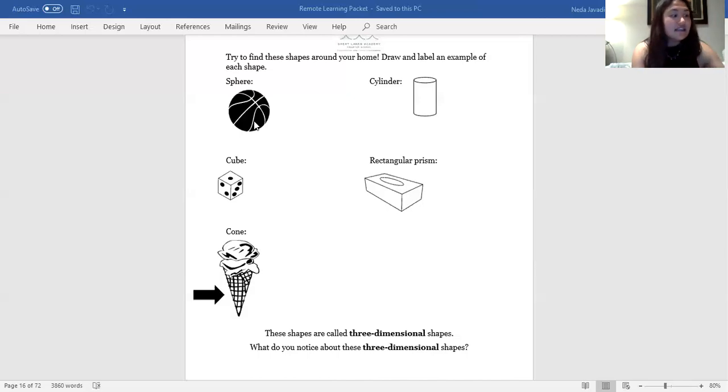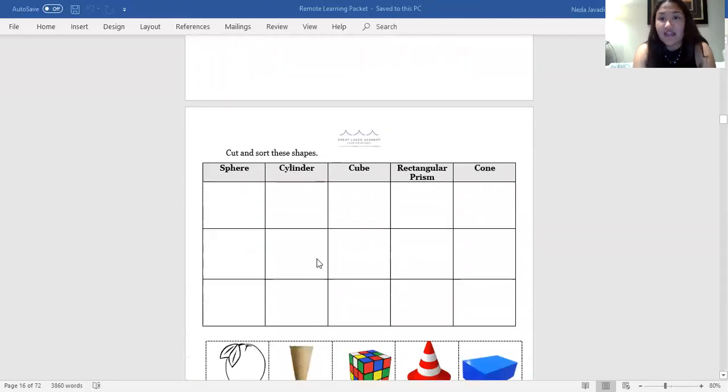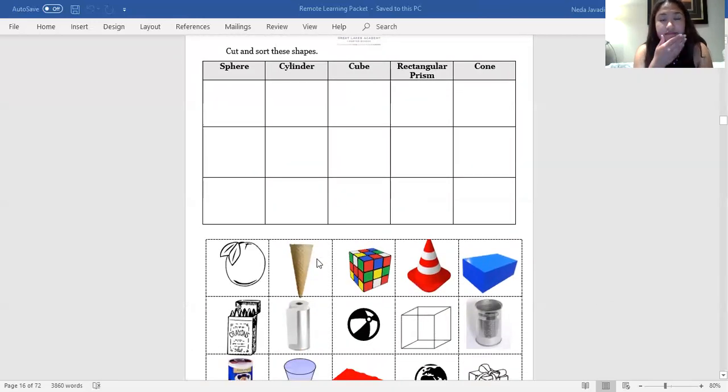Cool. Now, I want you to think of things that you notice about these shapes. Think of how many sides or faces they have. Think of how they feel when you touch them. And I want you to write 2 things that you notice down below. Let's keep going. Right now, you can pause the video and find all these different types of shapes around your home, and then draw a picture of what you find next to each one. Once you've done that, go ahead and turn the page.